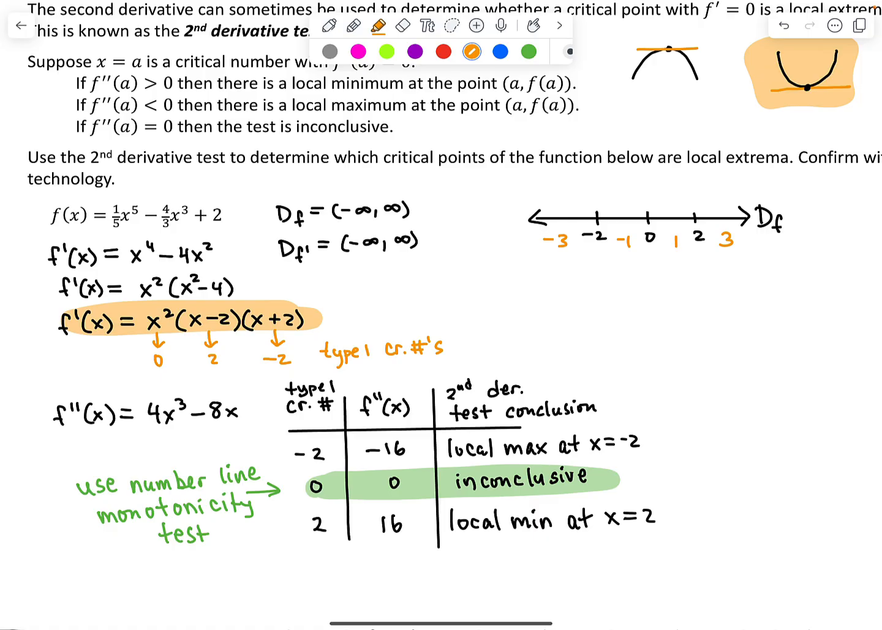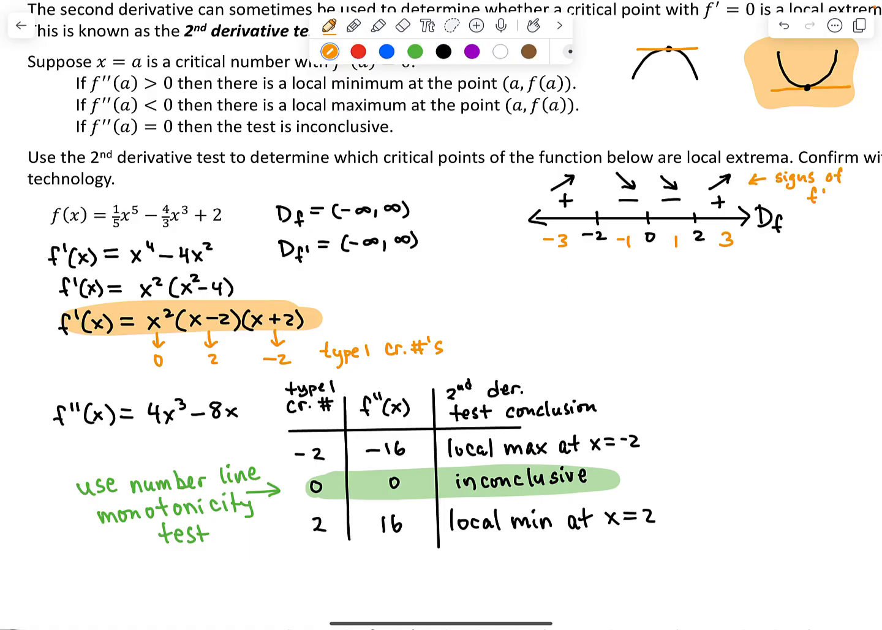Plug in -3. -3 squared is positive. -3 minus 2 is negative. -3 plus 2 is also negative. So the first derivative is a positive result, which means the function is increasing. Plug -1 into the first derivative. I'll get a positive, negative, positive, which is a negative result, meaning the function is decreasing. Plug in +1, I'll get a positive, negative, positive. So still negative, function still decreasing. And then plug in a 3, we'll get positive, positive, positive. So positive first derivative, increasing. And keep in mind that these are all signs of f prime, not f double prime.